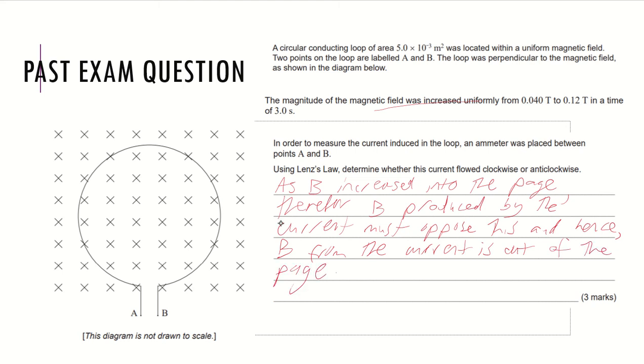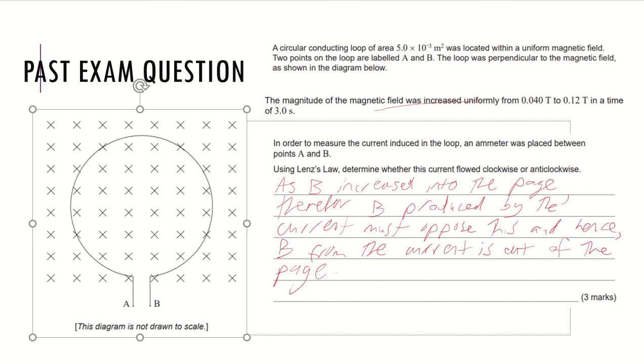Now, if the magnetic field is out of the page, use the right hand rule. So my fingers are coming out of the loop, like in the middle of the loop. So my magnetic field is coming out of the page, and if you line up your thumb, using the right hand curl rule, the current must be going in an anti-clockwise direction.